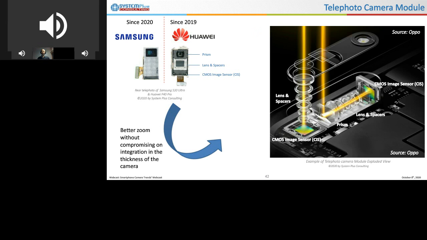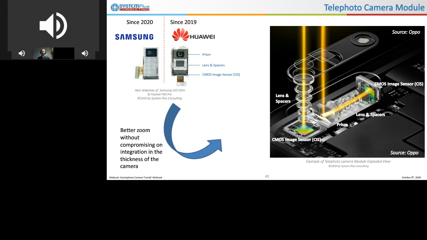In the last 2 years, some OEMs have begun to integrate a telephoto or periscope camera in their smartphones. We found it in Huawei and Samsung smartphones. This is the second year we found it in Huawei smartphones, while Samsung has integrated it only this year. The telephoto camera is composed of lenses and spacers with a CMOS image sensor like a standard camera, but with an additional prism and a bigger package.